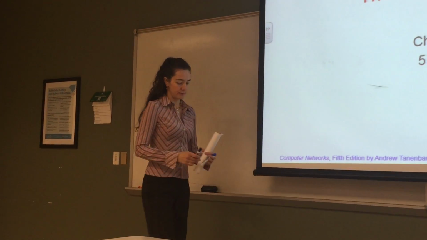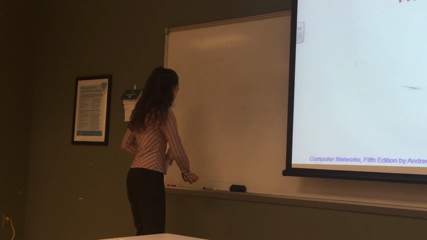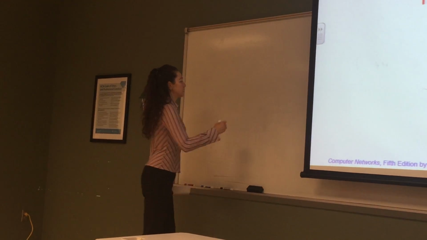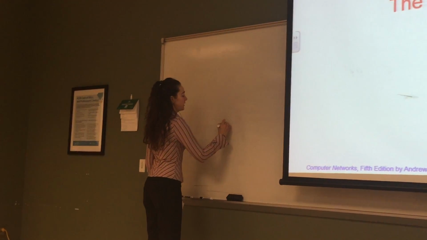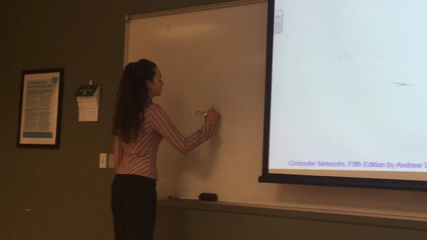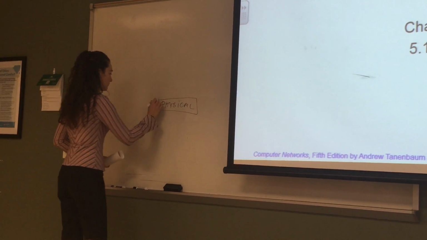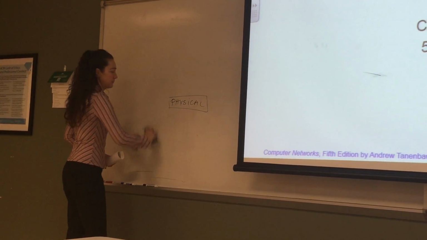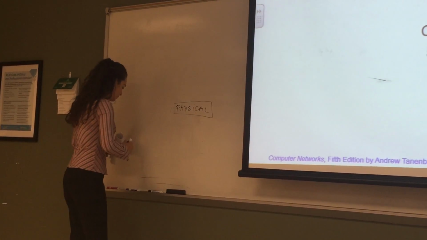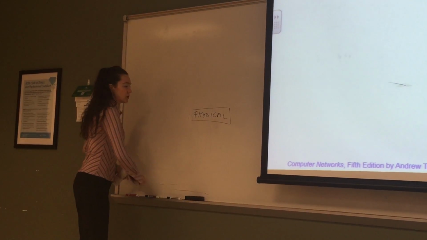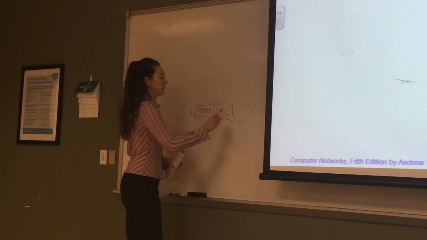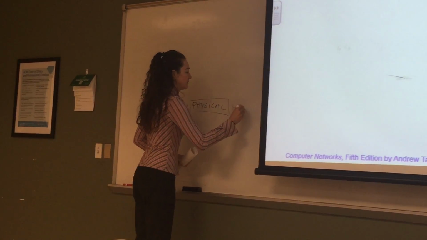Layer in our network model. So the first layer we have seen was physical, and the physical layer, the unit which we exchanged for communication here was bits.